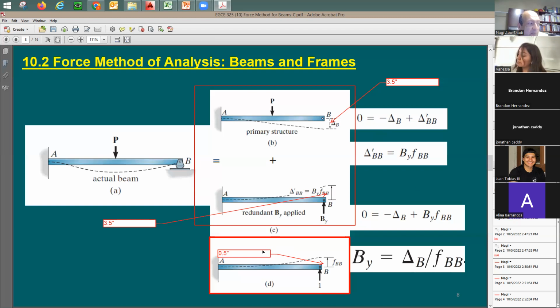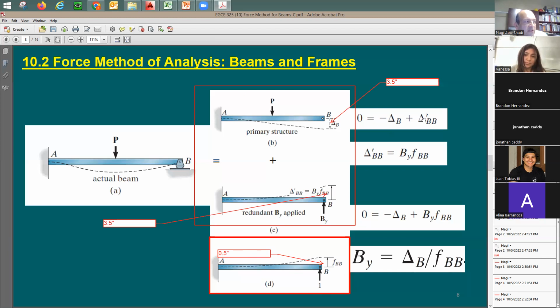So the question is, how many kips would bring this from being half an inch to 3.5 inches? Well, I need to multiply this by what? Just say 7 times. Why? Because each kip is going to bring this up half an inch, and I need to bring it up by 3.5 inches. So I need to multiply this by 7, whatever the deflection, this reaction here. So my reaction in this case, B sub Y, is going to be equal to 7 kips. How can I do it mathematically? Okay, let me look at the equations.